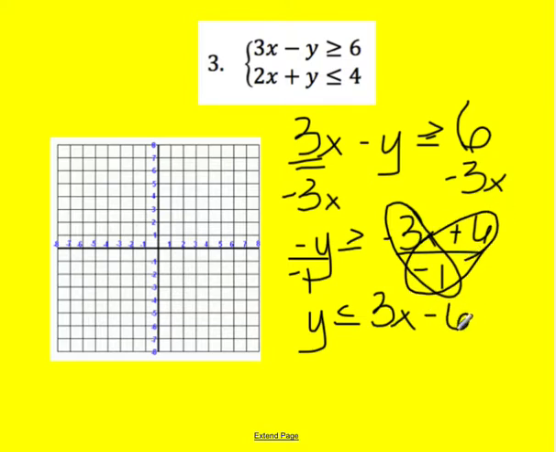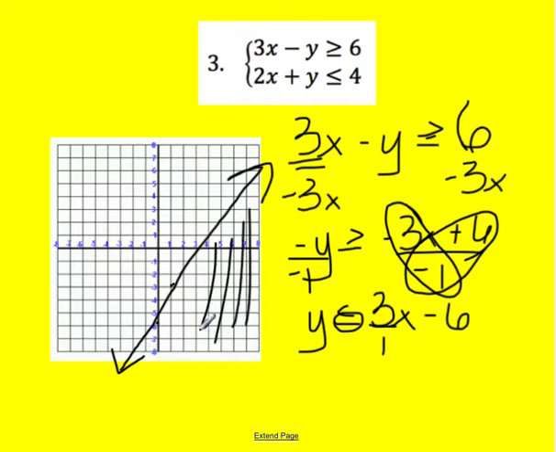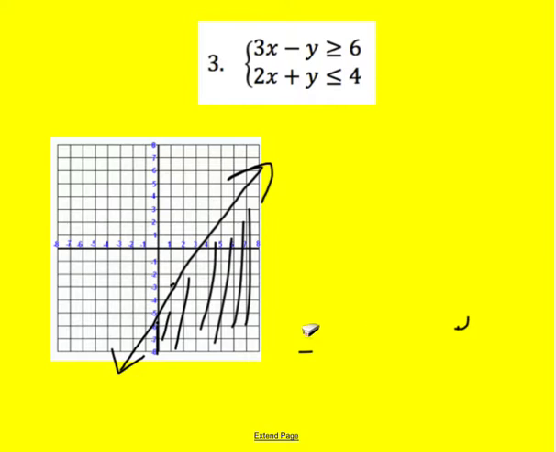So let's go ahead and graph this. We're crossing the y-axis at negative 6, and then our slope is 3, or 3 over 1. So I'm going up 3 and over 1. Now I notice that there's a solid line underneath the inequality, so that means I'm going to have a solid line. And then I notice that my alligator is facing away from the y, so that means I shade down. So I'm going to go ahead and do that. Let's take a look at that second equation and get that all solved out.